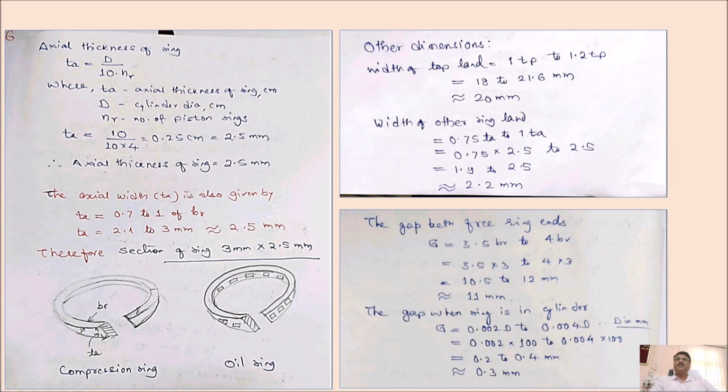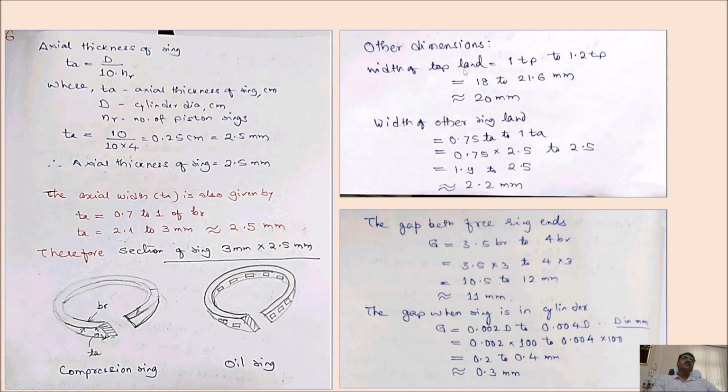Axial width is also called axial width TA. This can be calculated by the empirical equation TA equal to 0.7 to 1 of BR. The value of BR is 3, so 0.7 into 3 is 2.1 and 1 into 3 is 3, so it is 2.1 to 3 millimeter. So it is considered as 2.5 millimeter. Therefore section of ring is 3 millimeter radial thickness and 2.5 millimeter axial thickness, so the rectangular section is 3 millimeter by 2.5 millimeter.